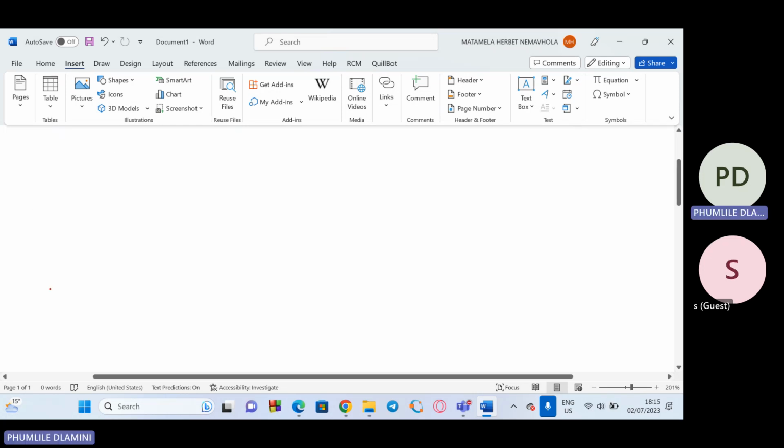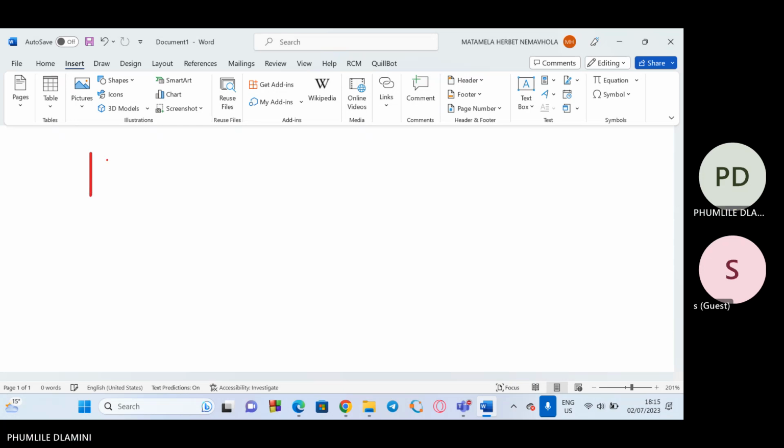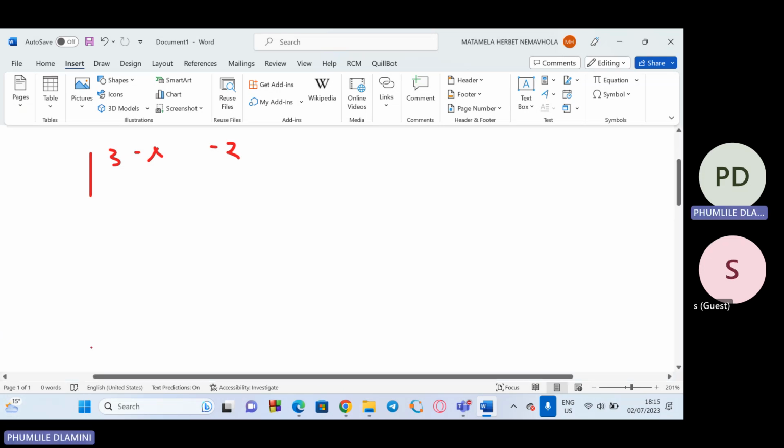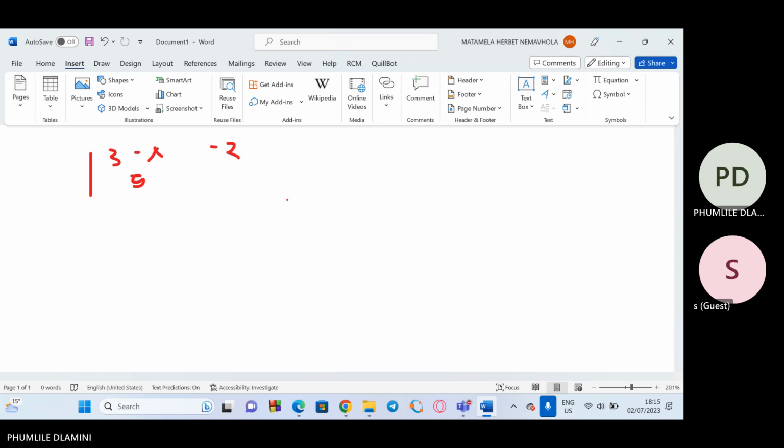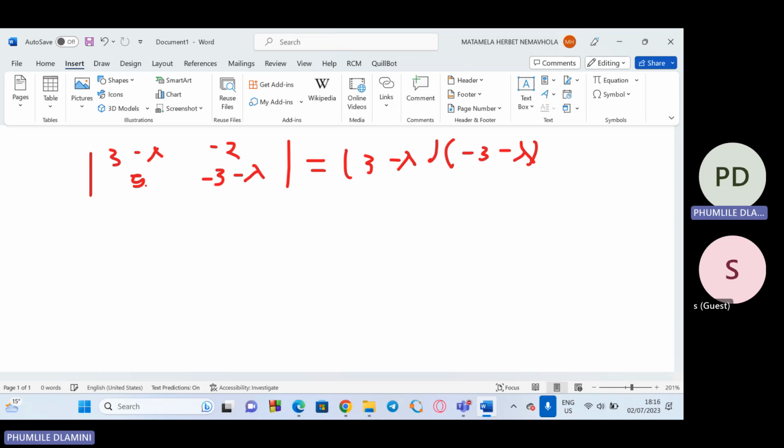so when we use it, we're going to get the determinant of 3 minus lambda, minus 2, and also 5, minus 3 minus lambda, which is going to be equal to 3 minus lambda times minus 3 minus lambda. Then 5 times 2 is going to be 10, which is going to be minus minus 10, so plus 10. So we all know that this is going to be equal, so you can multiply back.